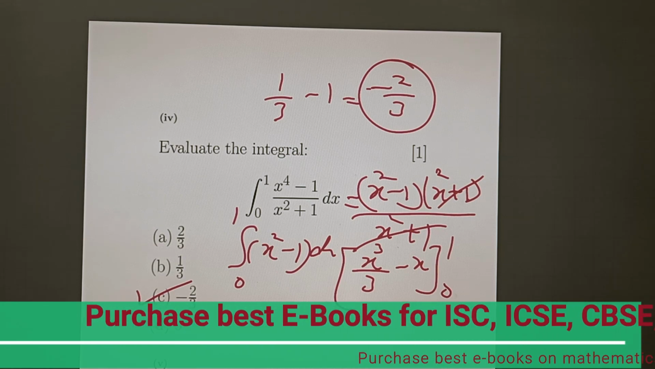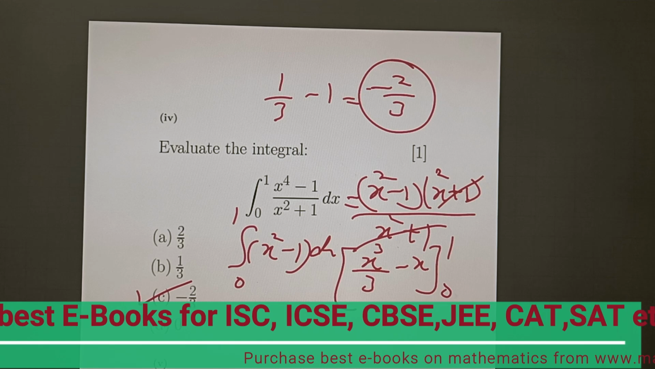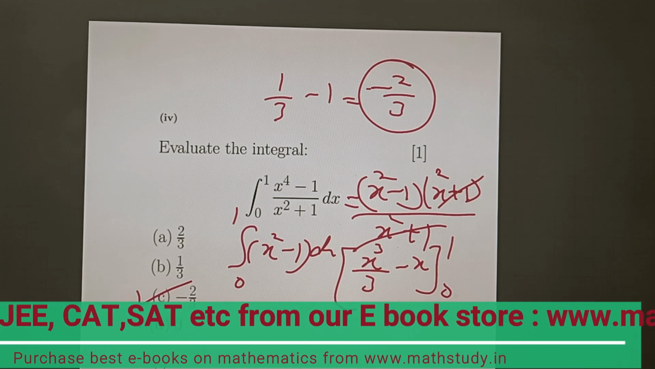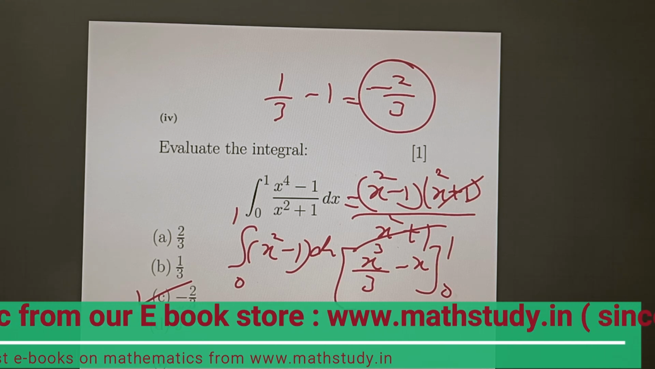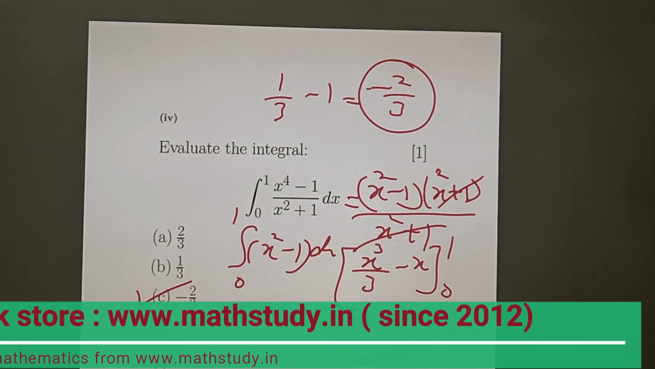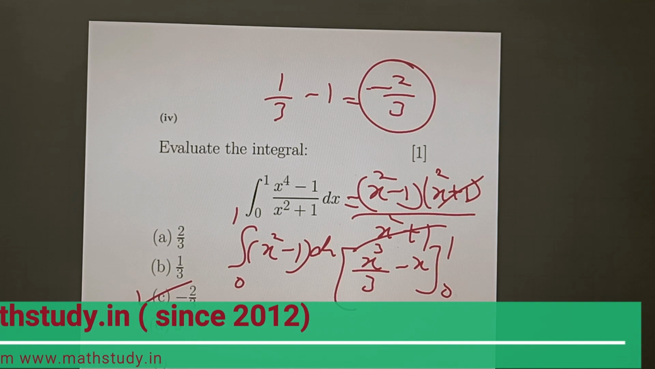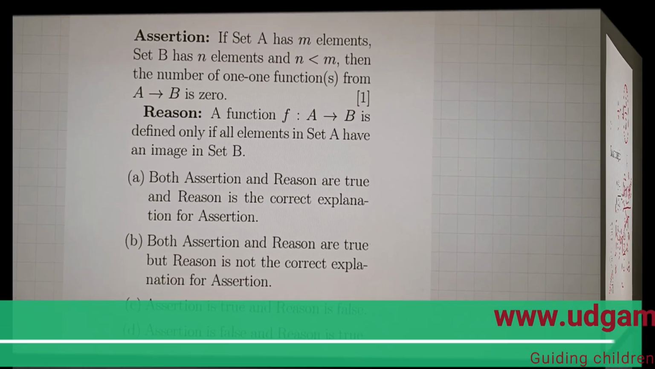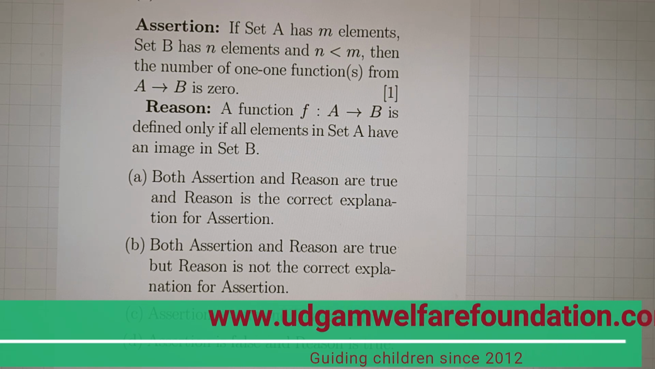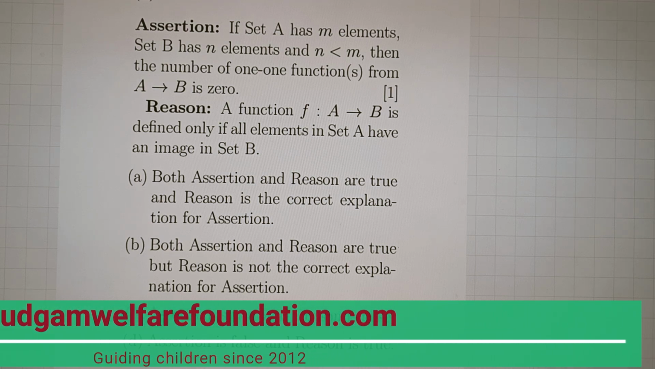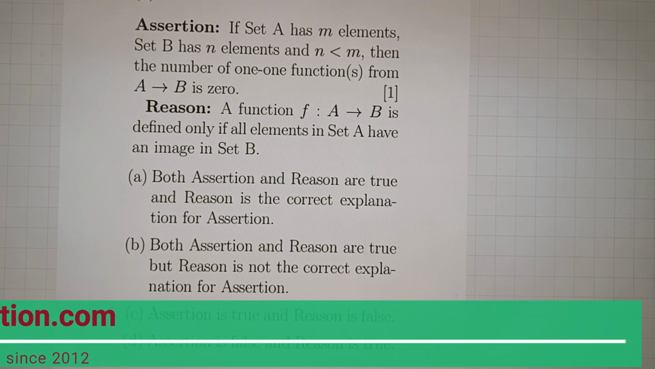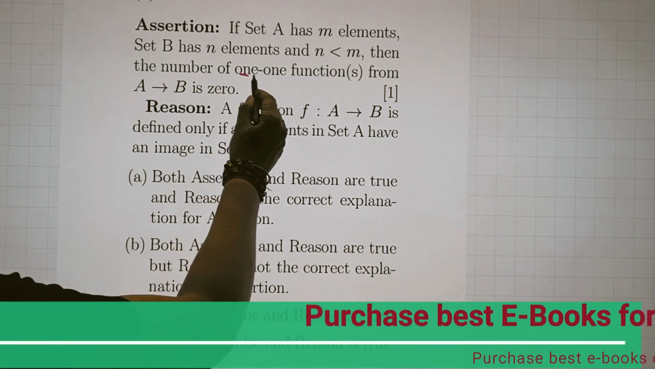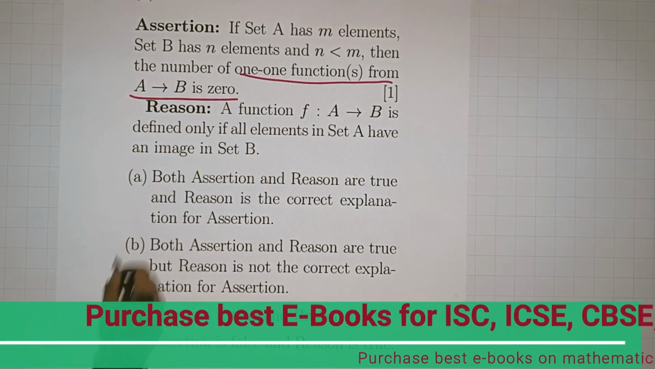So that was a very simple question. You have to factorize such questions when higher degrees are given. It was given just to confuse the students. Now let's move towards the fifth part of the first question. Here we have a question from relations and functions. It states that if set A has m elements and set B has n elements and n is less than m, then the number of one-one functions from A to B is 0.